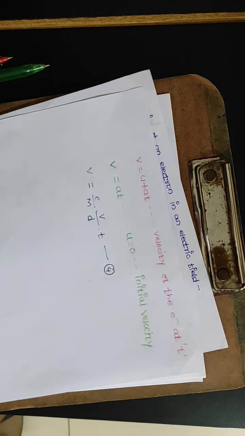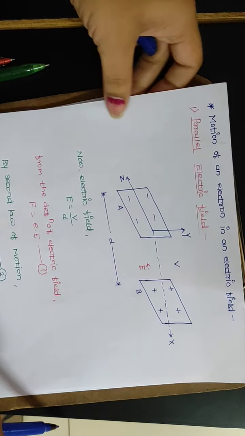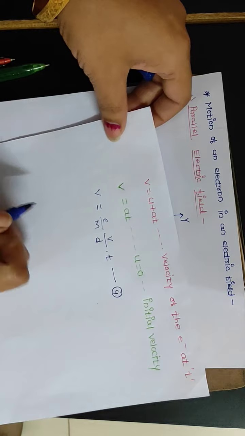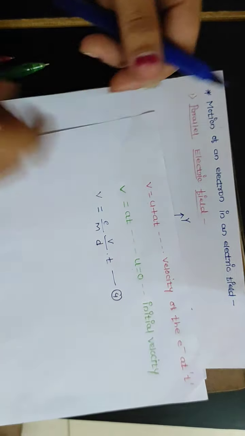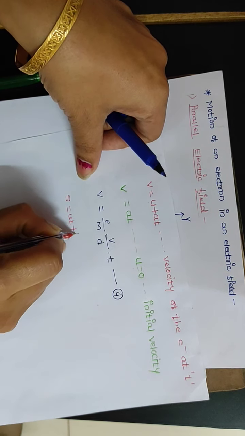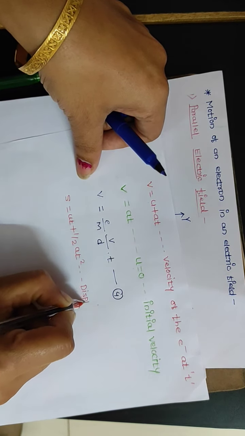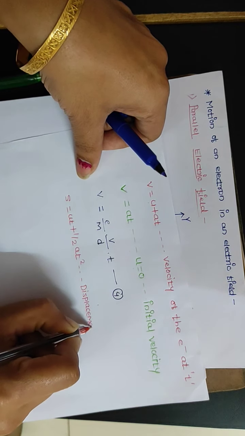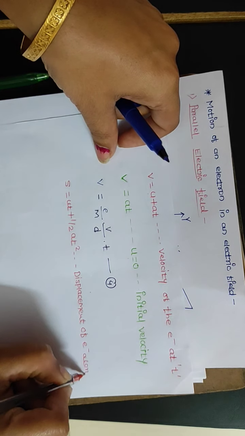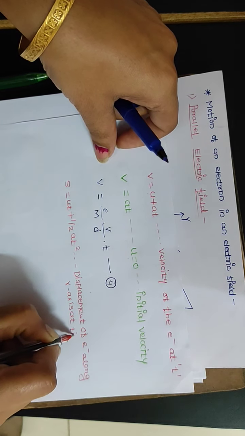Now, the displacement of the electron along the x-axis at time t we can obtain by using the equation s is equal to u t plus 1/2 a t square. This is the displacement of the electron along the x-axis at time t.